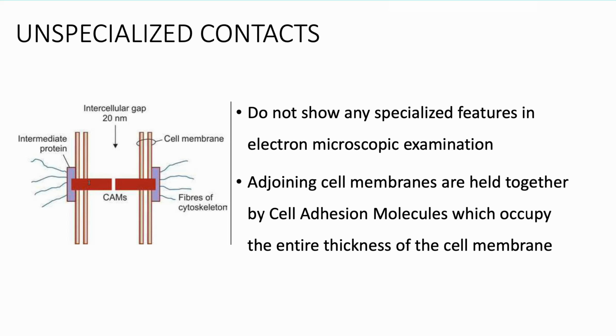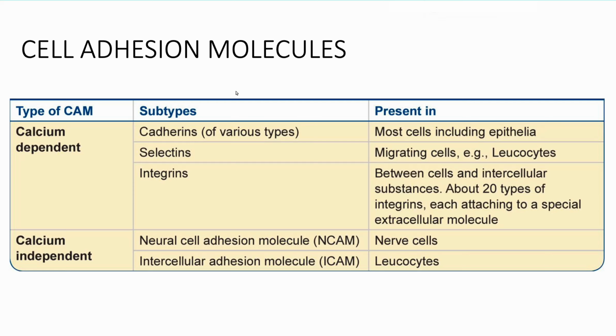Now, there are basic types of cell adhesion molecules, that is, calcium dependent and calcium independent. Among the calcium dependent CAMs, you will have cadherins, and that is of various types. We will deal with multiple types of cadherins in this video itself. Then we have selectins and integrins. In the calcium independent group, you have NCAM and ICAM, that is, neural cell adhesion molecule and intercellular adhesion molecule.